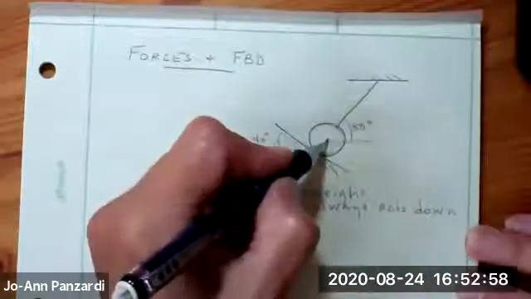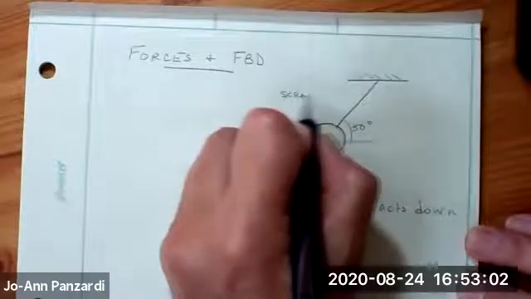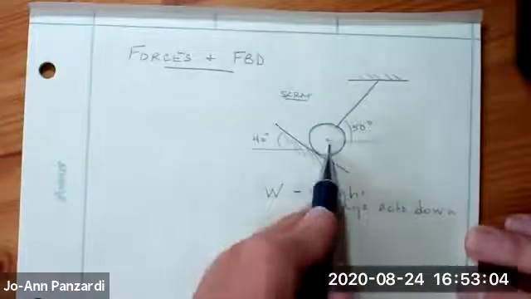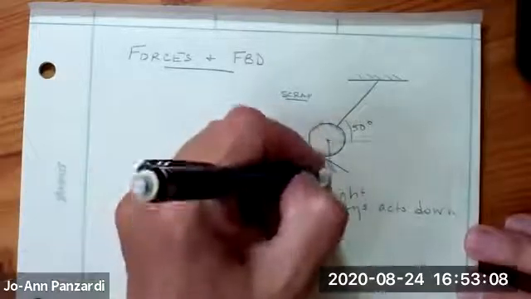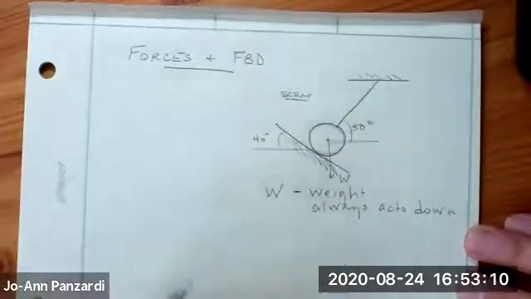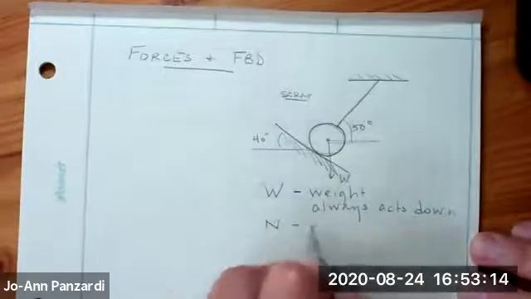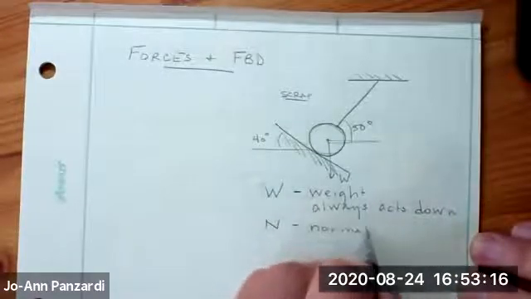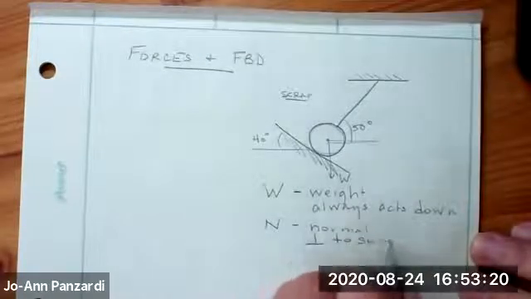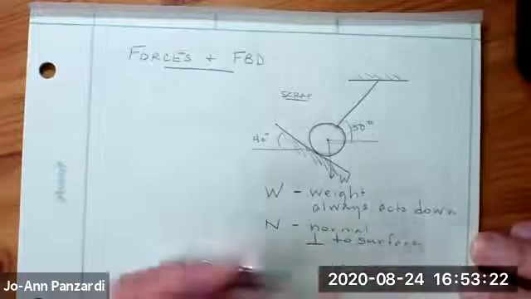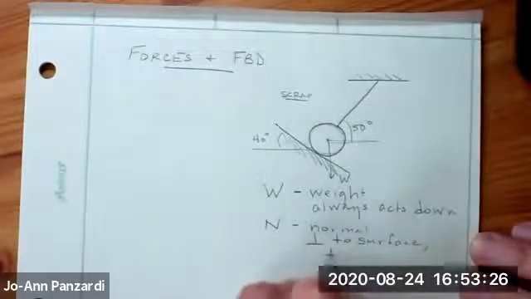So right now what I'm doing is my drawing on this picture that's given is just really my scrap. So I know weight is going to go down. What other forces are present? Well, certainly there's a normal, and the normal is perpendicular to the surface towards the body.